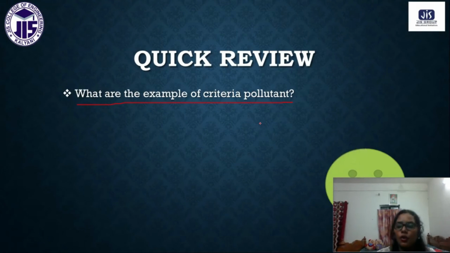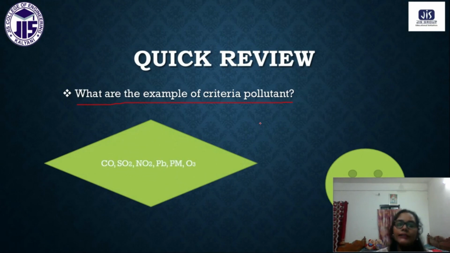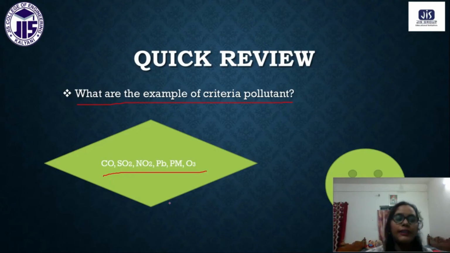Your time is over, and the answer is: there are 6 criteria pollutants that we have. Criteria pollutants means the main contributors towards air pollution. What are these? Carbon monoxide, sulfur dioxide, nitrogen dioxide, lead, particulate matter, and ground level ozone. So these are the 6 criteria pollutants that we have. If they are present in our environment in high amounts, they are very harmful for us.